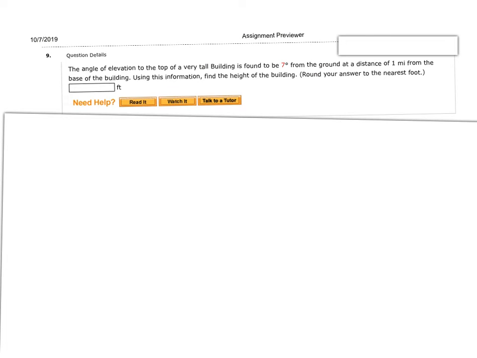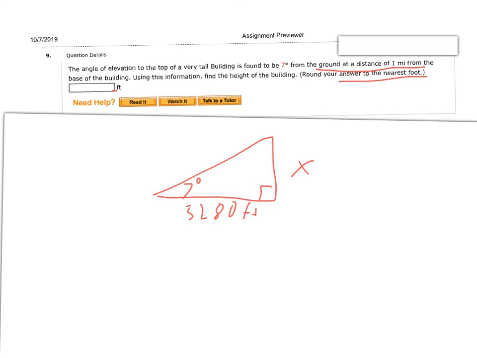Next up, number 9 here, asking about the angle of elevation, and it is saying that this one is 7 degrees. So angle of elevation is kind of always in the bottom corner there, and then the ground is at 1 mile away from the base of the building. Now, since it's asking to round to the nearest foot, and you can see the answer is in feet, we have to put 5,280 feet there, and then they want to know the height of the building.